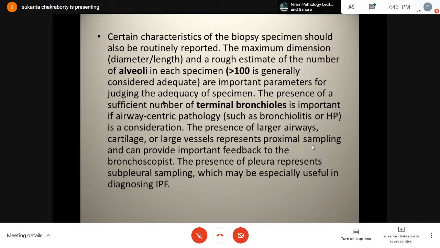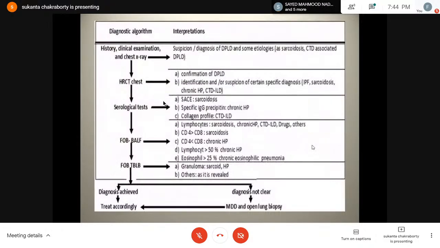The alveolar adequacy should be represented by the number of alveoli, and greater than 100 is generally considered adequate. The presence of a sufficient number of terminal bronchioles is also important to diagnose airway-centric pathologies such as bronchiolitis or hypersensitivity pneumonitis. The presence of large airways, cartilage, and large vessels provides important feedback to the bronchoscopist, and presence of pleura represents subpleural sampling, which may be useful in diagnosing idiopathic pulmonary fibrosis.